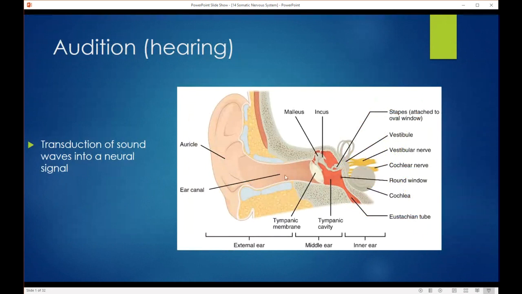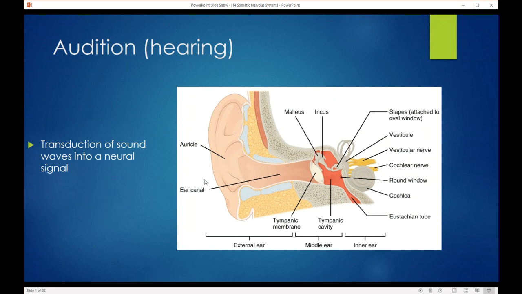And then for audition, our hearing. So let's just go over the anatomy of the ear really quickly. This is the outer ear. It's called the auricle, sometimes also called the pinna. And then you have your ear canal. It's also called the auditory tube, or you might hear it in all different kinds of ways.